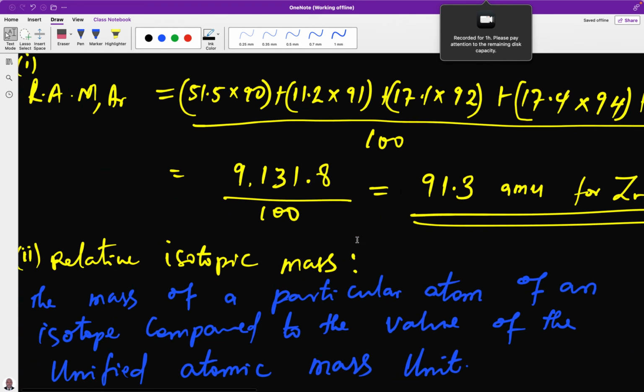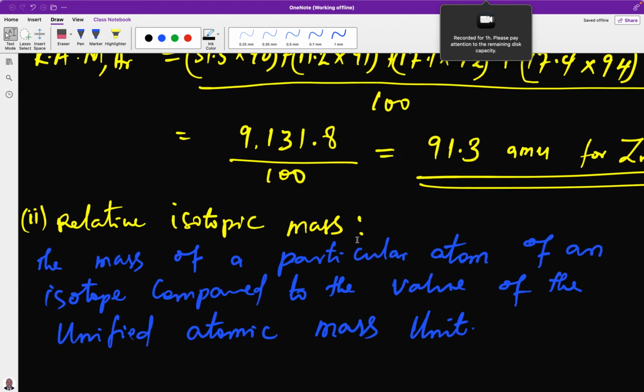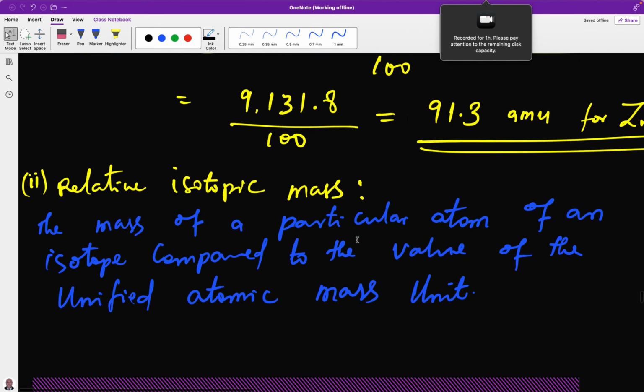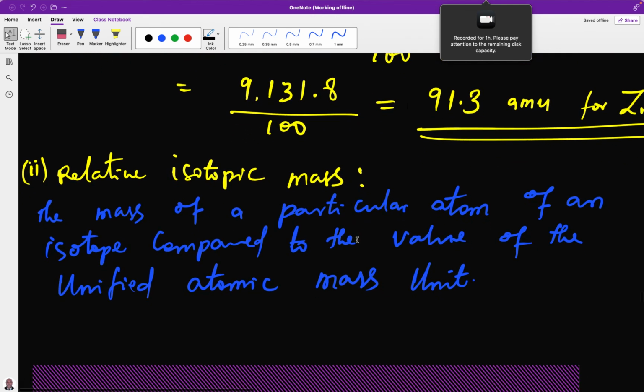So now, they tell us, what is relative isotopic mass? What do you understand by relative isotopic mass? I said the updated definition of relative isotopic mass is this: it is the mass of a particular atom of an isotope compared to the value of the unified atomic mass unit. And that was how we ended our discussion today.